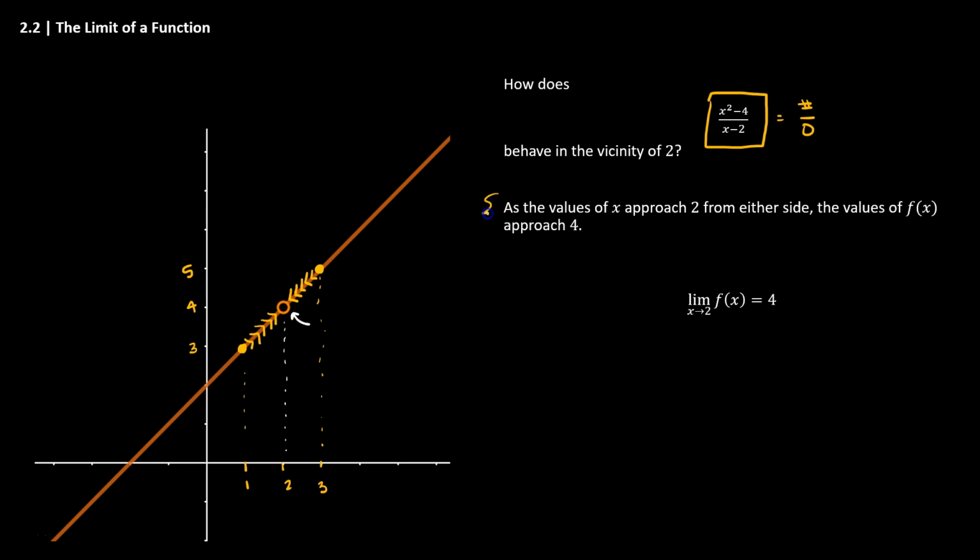And so what we say is that as the values of x approach 2, the values from the left approaching 2, the values from the right approaching 2, as those x values were zooming in towards 2, the function values were zooming in towards 4. So as we're shrinking the left and right sides, we're also narrowing in on the vertical, and we're approaching 4. And this is essentially what we use to describe the limit of our function as x approaches 2.